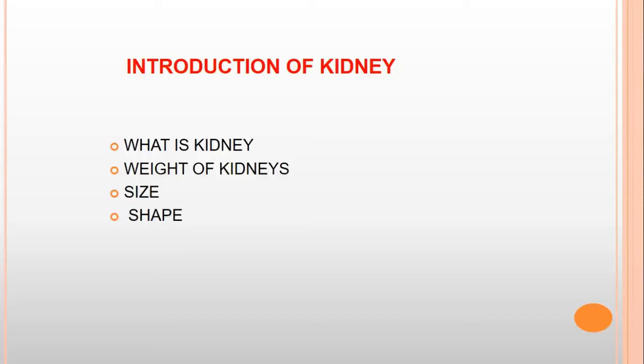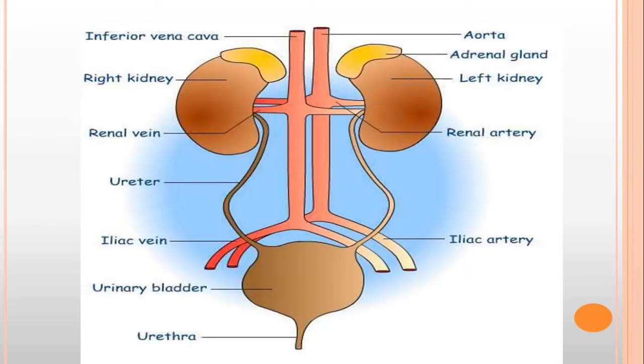Describe the kidney: what is the kidney, what is the weight of the kidney, the size of the kidney, and the shape of the kidney. This is a figure which shows a diagram of the kidney, in which the right kidney and left kidney are shown. Above the left and right kidneys are the adrenal glands, the vascular supply, renal artery, renal veins, ureters, urinary bladder, and urethra.